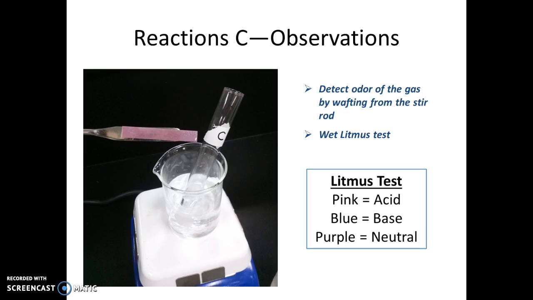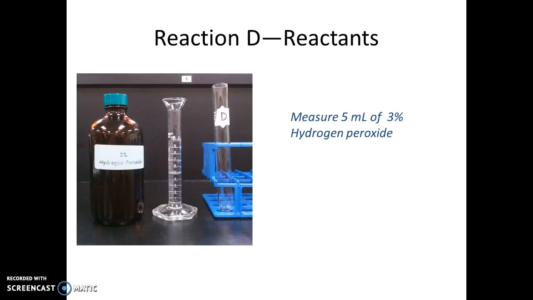And you'll be able to test whether the gas that forms is acidic, basic, or neutral with your wet litmus test. When you're all done with your observations for reaction C, you can dump the contents down the sink in lab and wash out the test tube to clean up.